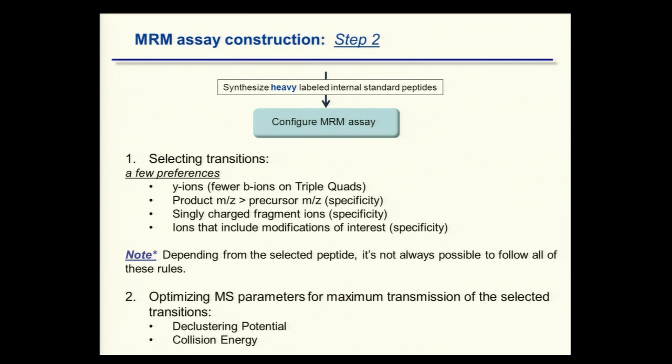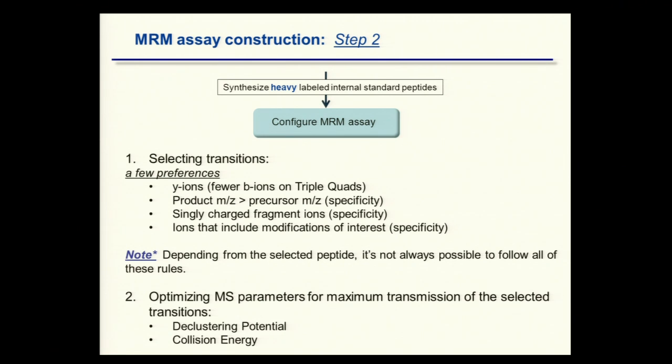Again, using the C13 isotope, just like Jake explained a little bit before, using the heavy labeled C13 isotopes in one of the amino acids, synthesize those peptides. And once we have the peptides, then we configure the MRM assays. And configuring these assays now consists of choosing specific transitions for each one of the peptides of interest.